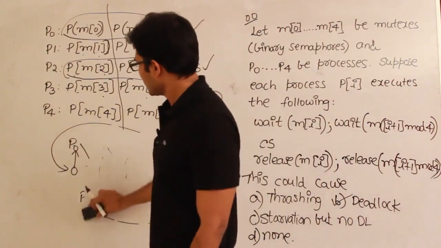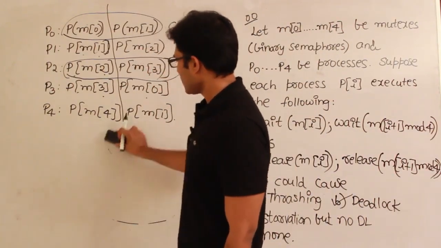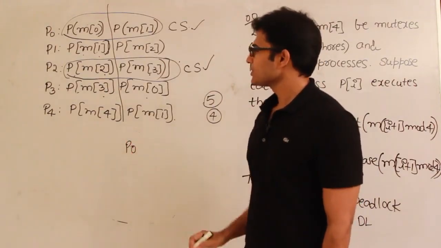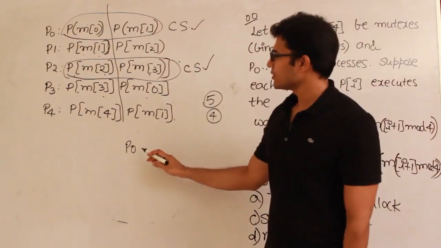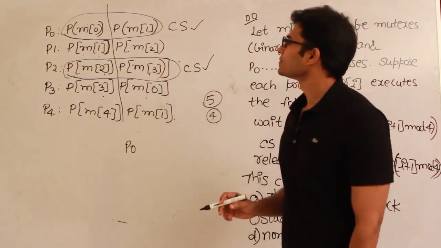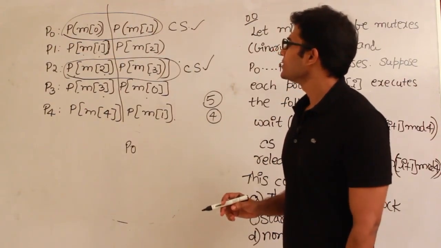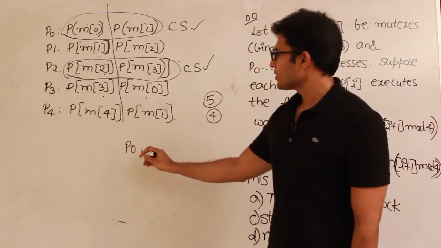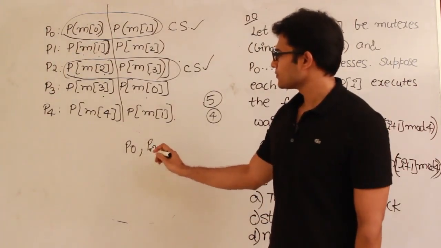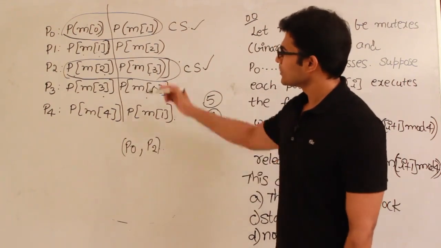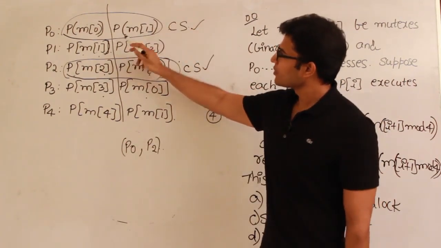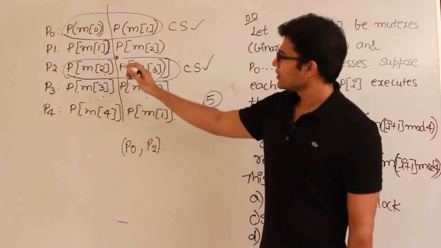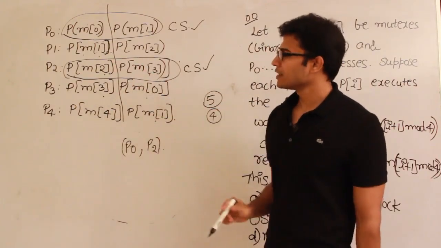Let's see that. Assume that P0 is already there in the critical section, then what other process can be in the critical section? If P0 is there, P1 cannot be there definitely, isn't it? And P3 cannot be there, and P4 cannot be there. Therefore, if P0 is there in the critical section, the only other process which can be present is P2. The reason is, watch it, P1 cannot be there because M1 has already been taken by P0, and P3 cannot be there because M0 is already taken, and P4 cannot be there because M1 is already taken, right?